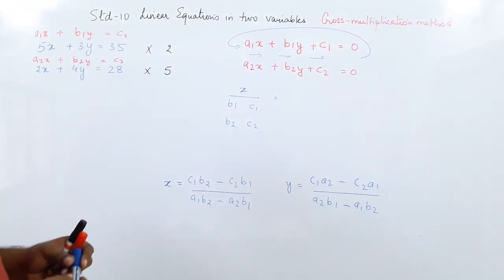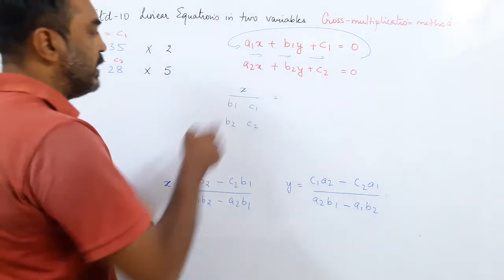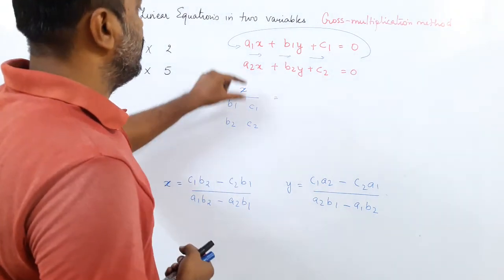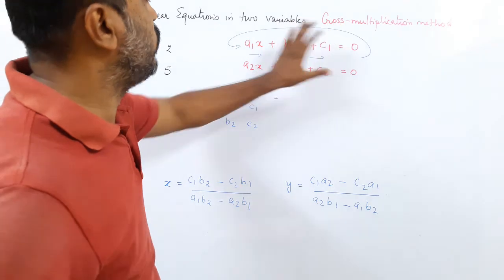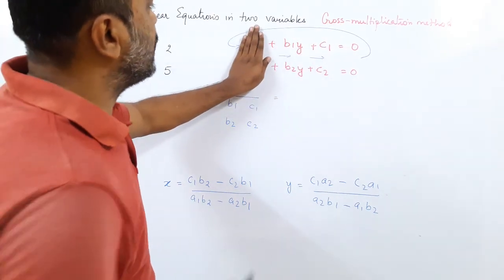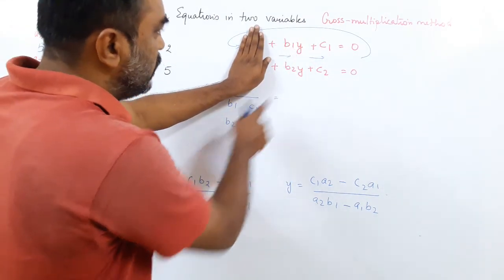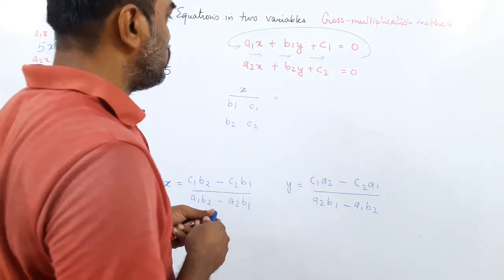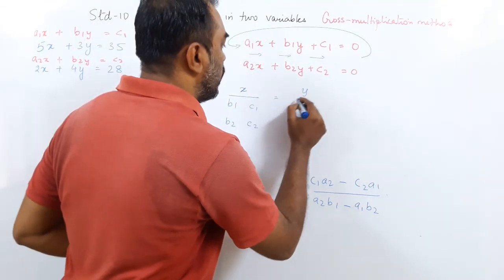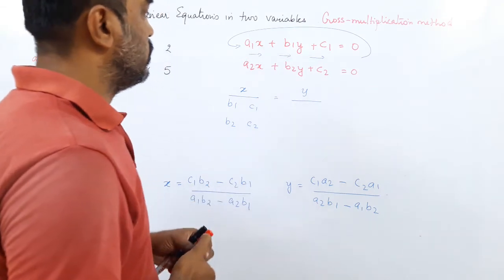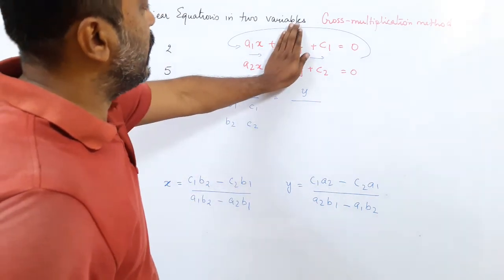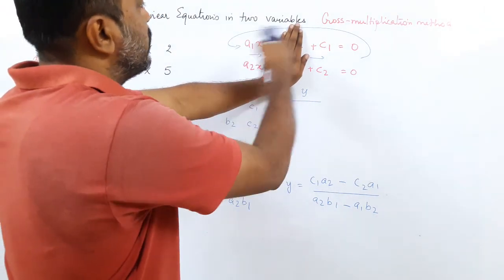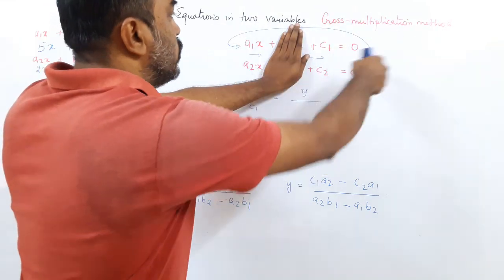Are you following what I did here? I have written x upon b1, b2, c1, c2, covering the x part, equal to y upon. This time you cover the y part. But you will not write these numbers first. You have to follow the order. I told you, you have to go in a serial order.